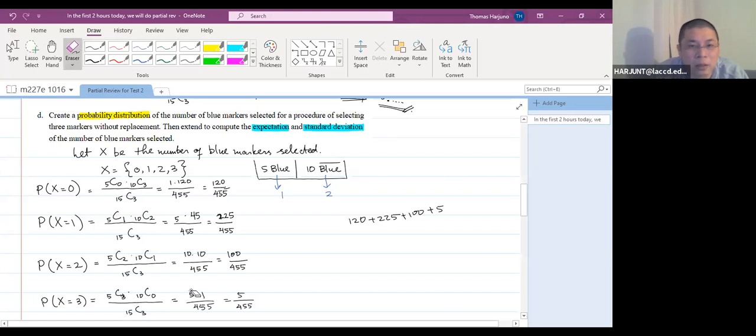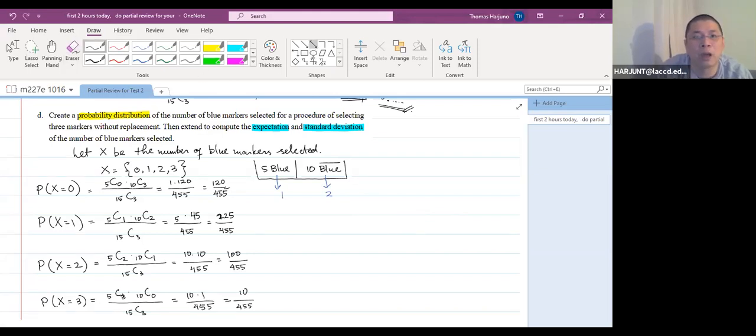This again, my bad. This should be 10. What am I doing? 5 choose 3 is 10. Good thing I checked, right? Now, when you add this, you get 455. Okay? So we know that they will add up to 1. Now then we will reduce. I know they add up to 1 already, so I'm actually ready with my probability distribution.